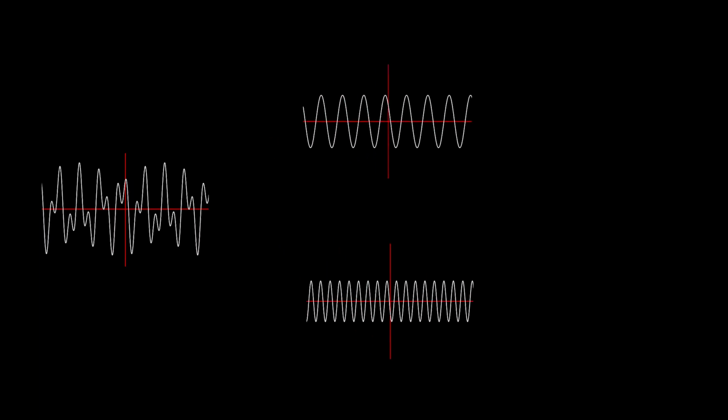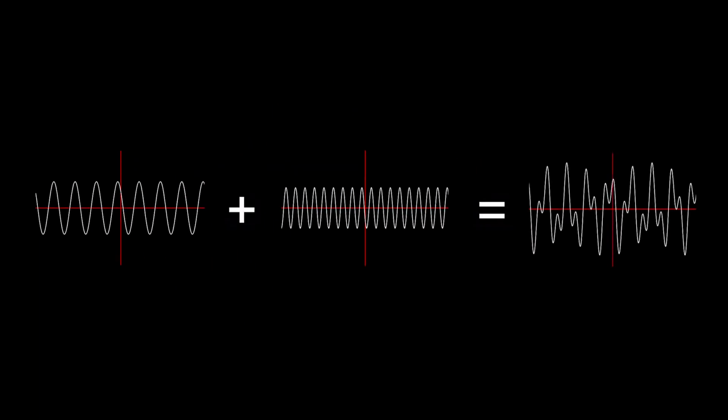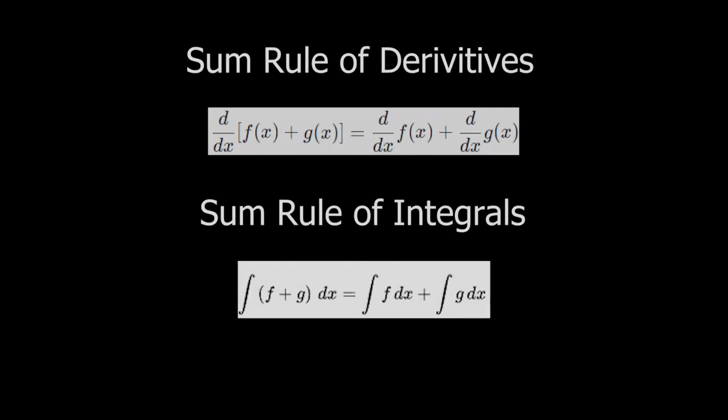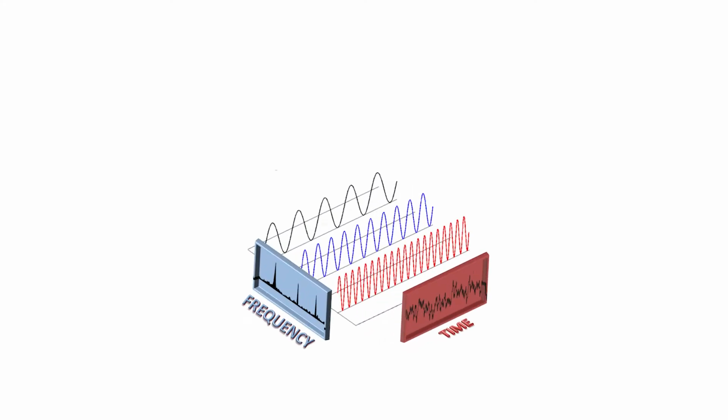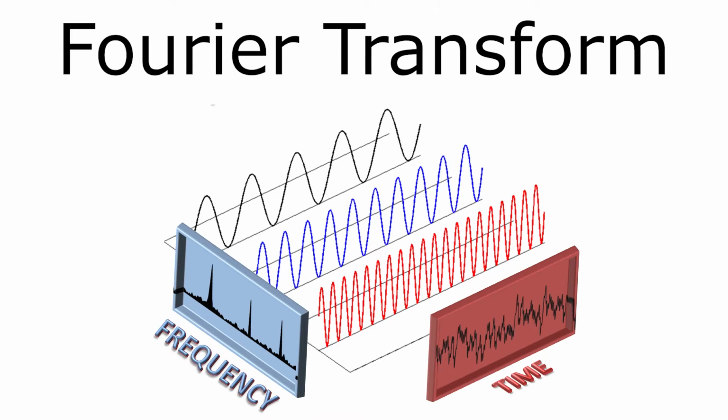You can theoretically break any sound down to its pure frequencies. The recorded digital signal is the sum of many pure sine wave frequencies present at that time. If we take the derivative of these component parts, then add them all together again, we get the derivative of the original signal. This is true to the sum rule of derivatives, and it works the same way with integrals. The method we use to find pure sine waves of a function is called a Fourier transform.